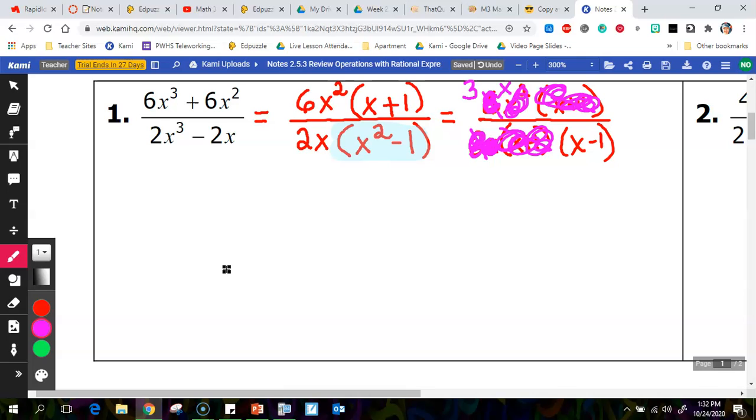All right, so I have canceled out all the factors that I can, and so what I have left in the numerator is 3x, and in the denominator, x minus 1.